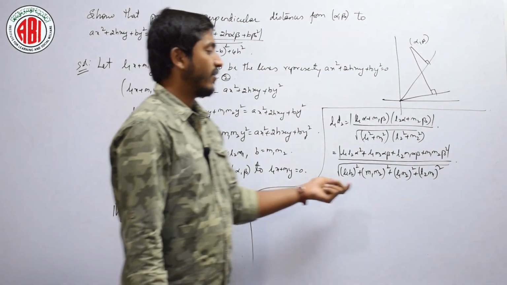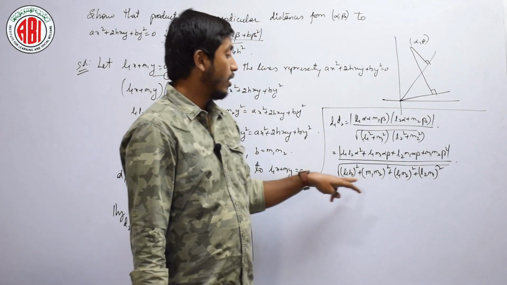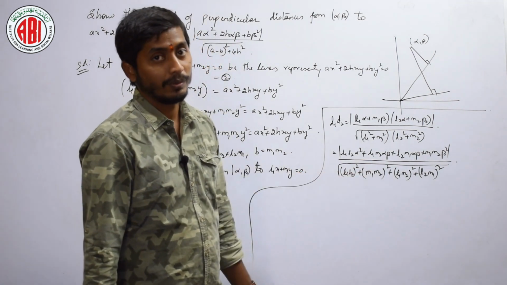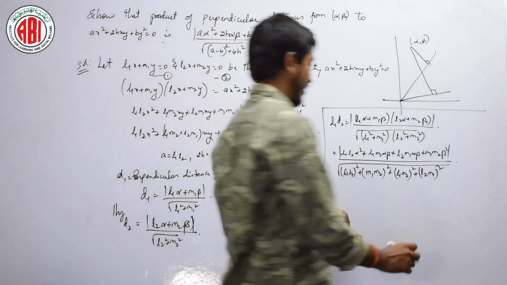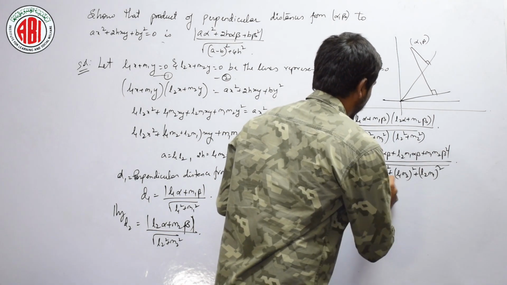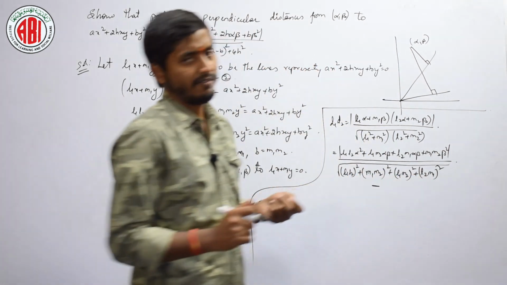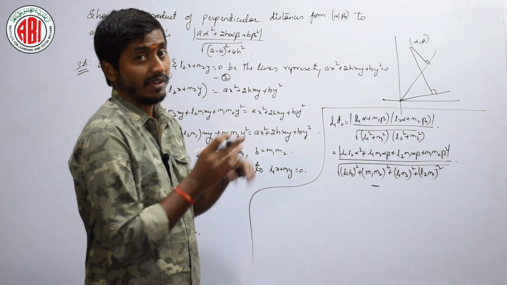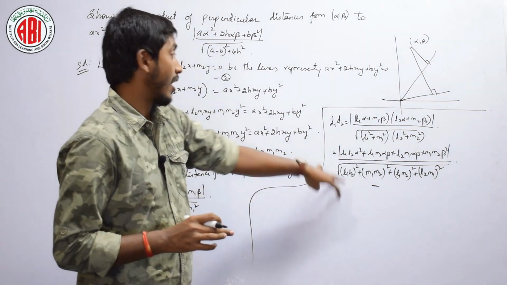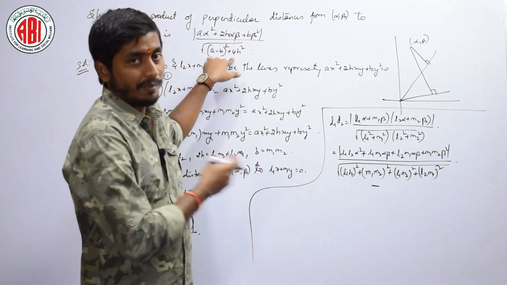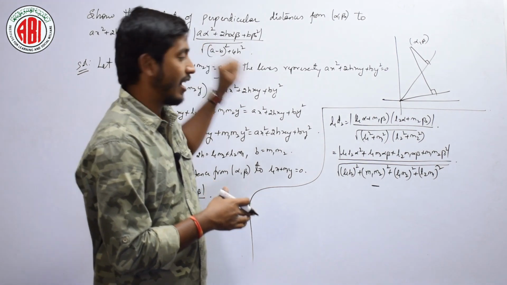Isn't it? What will we do? We will add and subtract 2 L1 L2 M1 M2. That is what we did in the last classes. Where will we add and where will we subtract? Since we have explained in detail how to prove this, I am cutting it short here. Is it okay? Now, see here.